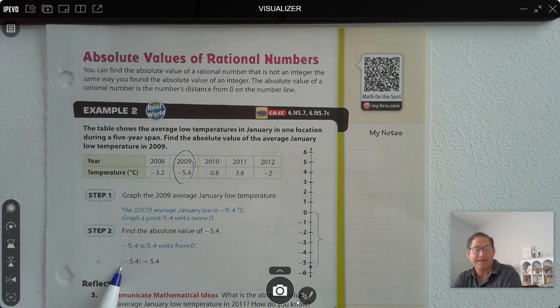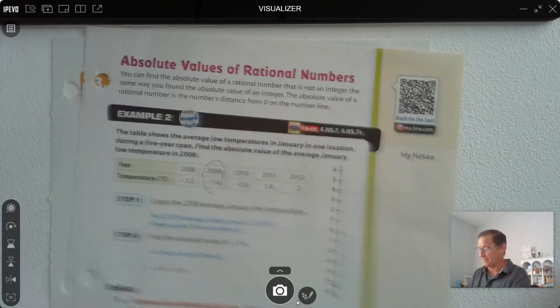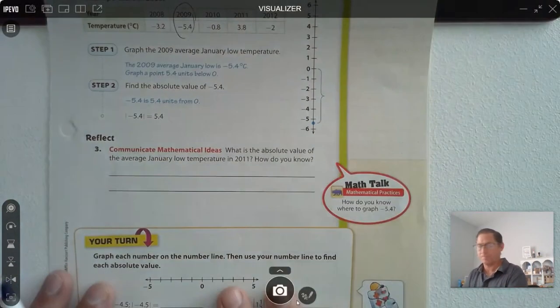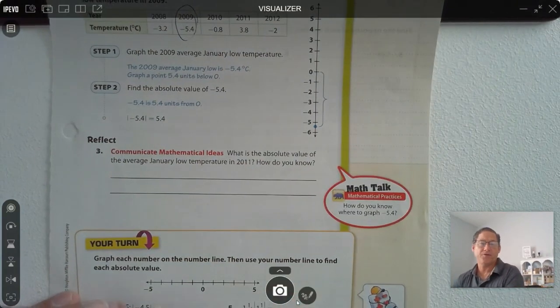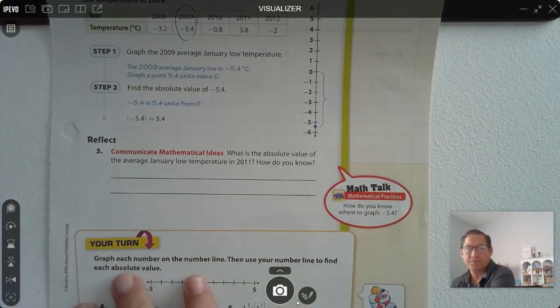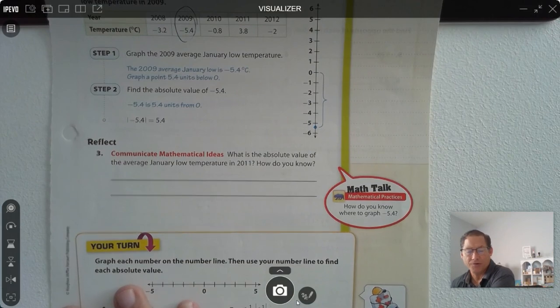And so we would write that as the absolute value of negative 5 and 4/10 is 5 and 4/10. All right, what is the absolute value of the average January low temperature in 2011? And how do you know?